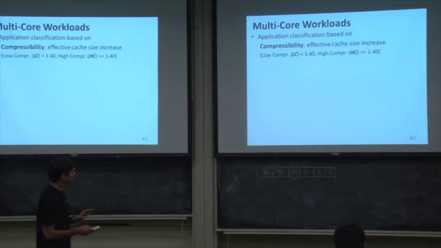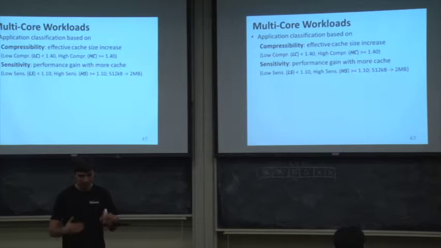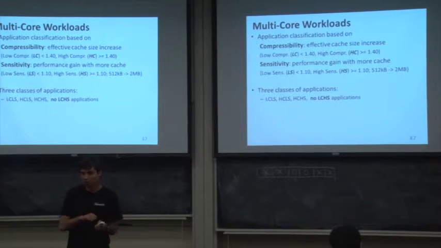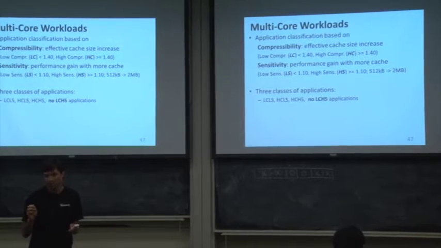So we created classifications based on compressibility and sensitivity. For compressibility, we somewhat arbitrarily defined a ratio after which an application is considered highly compressible: 1.4, and low compressible if it's below. We did the same for sensitivity. How do we define sensitivity? I take, say, a 512 kilobyte cache and a 2 megabyte cache and look at the performance of the application. If performance significantly improves, it's sensitive to the cache size. If it doesn't care, it's low sensitive. Then I look at all the different classes, like low compressible, low sensitive, and so on. These are two properties, and I classify all my applications based on them.